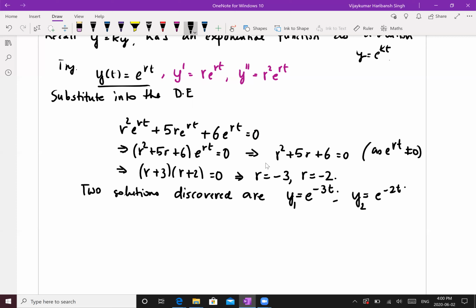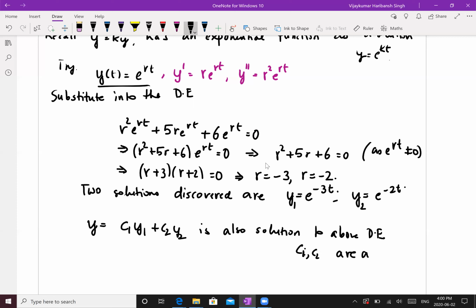So if you have y1 equals to this, then y equals c1 y1 plus c2 y2 is also a solution to the above differential equation. Let's check it out. What are c1, c2? c1, c2 are arbitrary constants. So let's check whether this works or not.